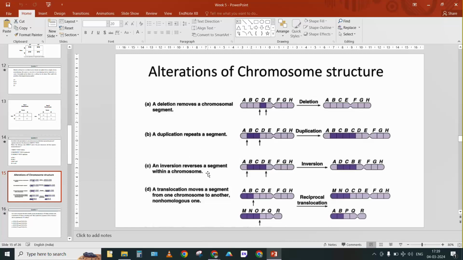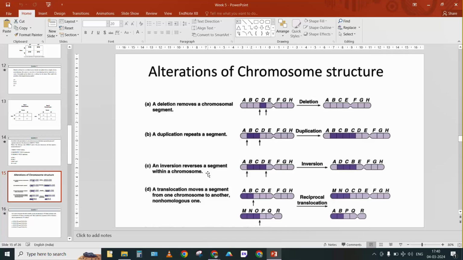Inversion involves the reversal of the order of a segment within a chromosome. Understand? The consequence is that while the gene content remains the same, the altered orientation may affect gene expression and disrupt normal genetic functions.